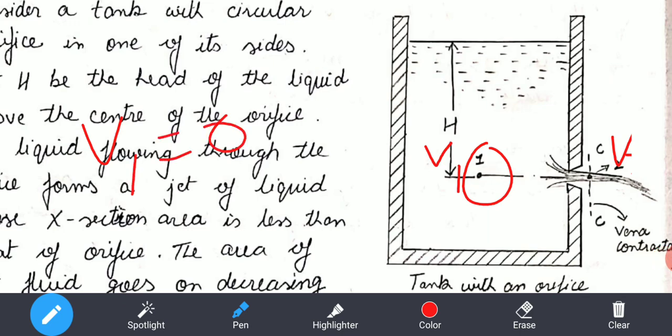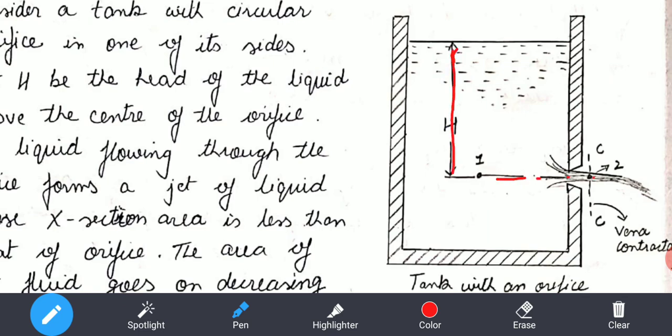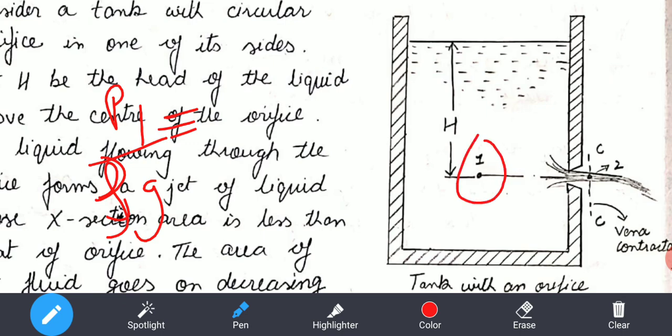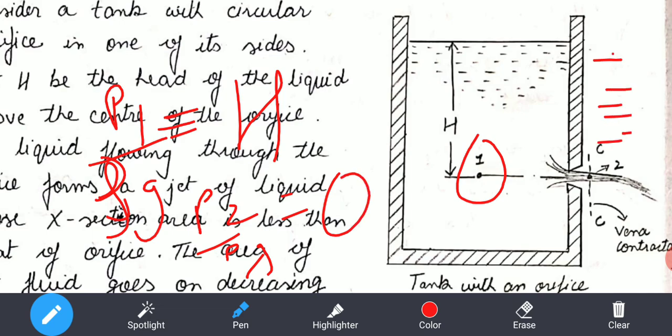One more thing, what is head? I already told you. Suppose here is the orifice, and from its center, the height of the water above it is known as head above this orifice. So P1 upon rho g is known as flow energy, or also known as head. In case of section 1, head is equal to h, and in case of section 2, head P2 upon rho g is equal to 0, because there is no water above it and it is under atmospheric pressure. So there will be no head over it.